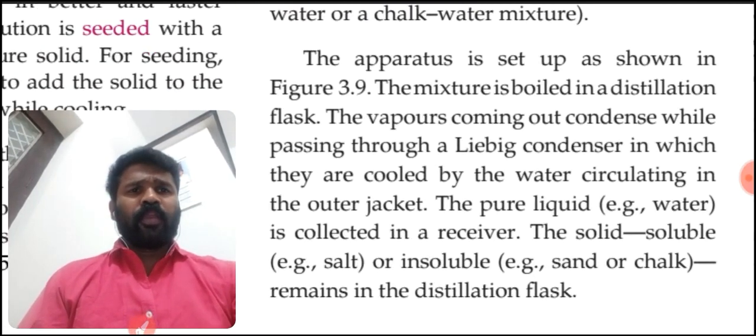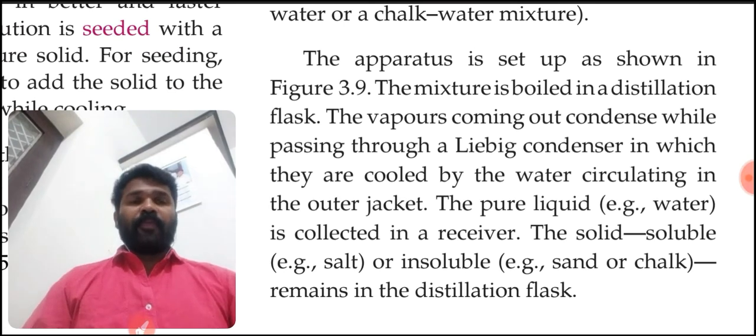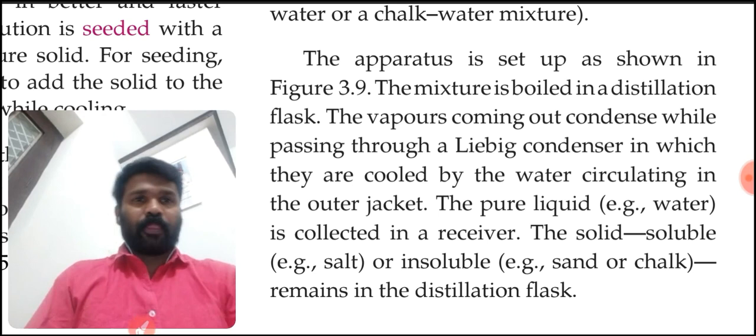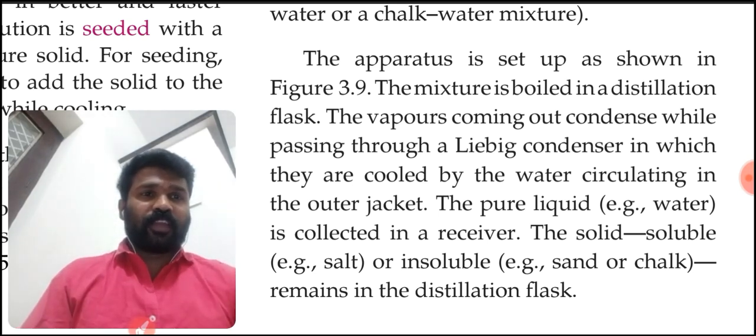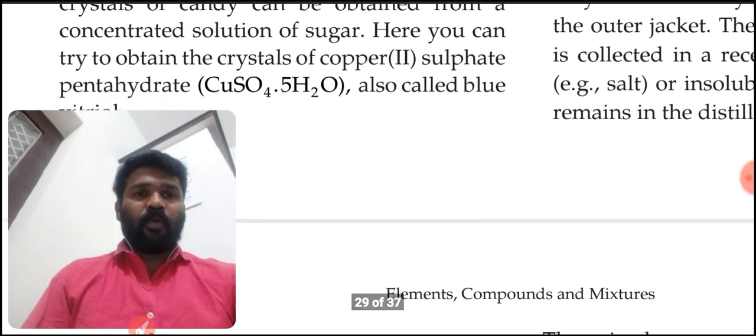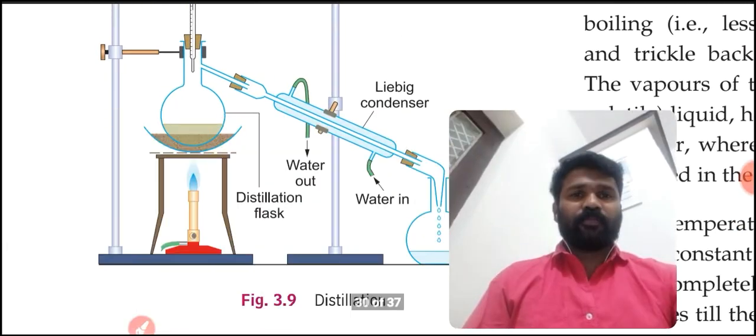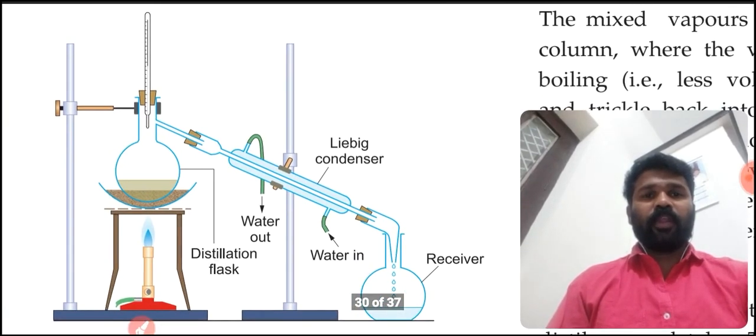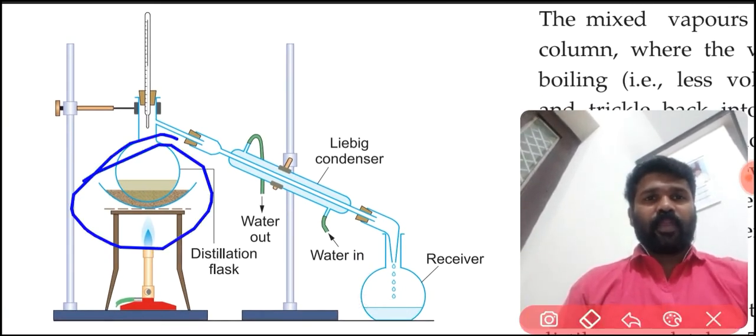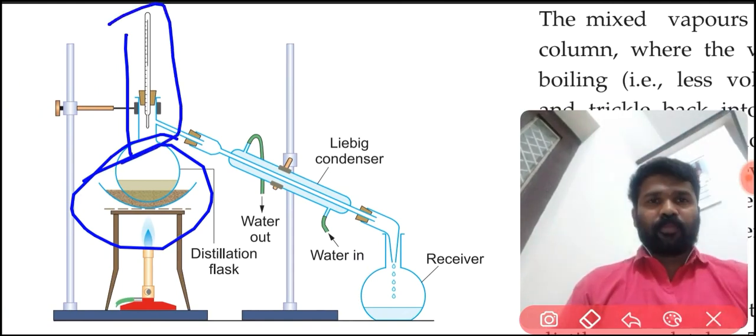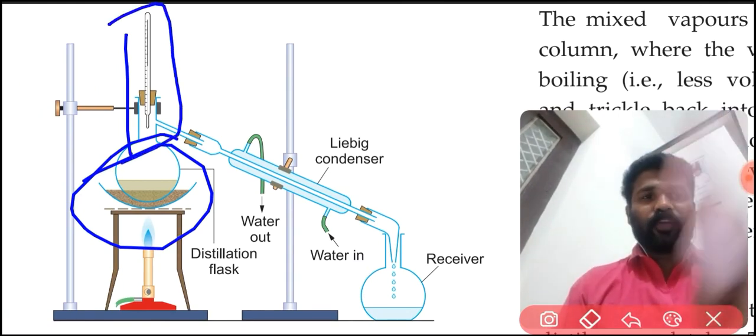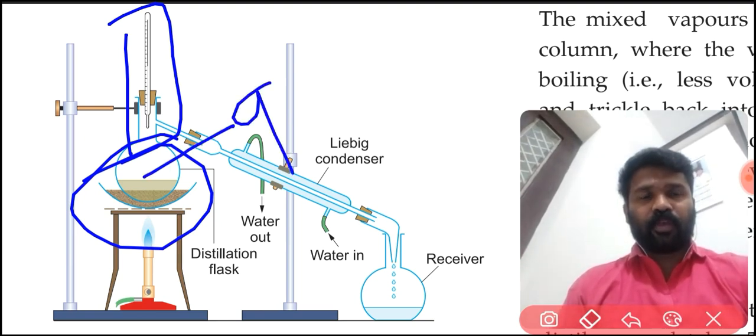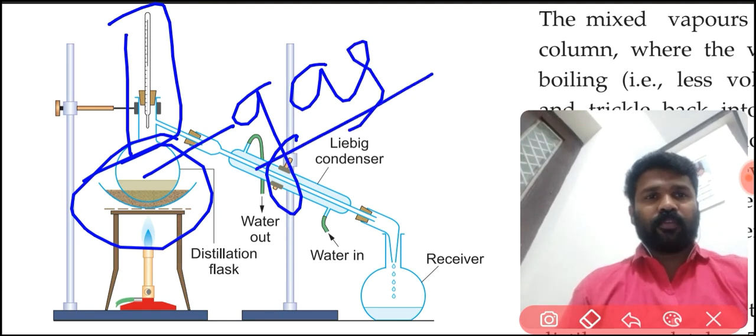The diagram we have already seen. The apparatus is set up as shown in the figure. The mixture is boiled in a distillation flask. Here it is, the distillation flask. And here one thermometer is kept. While it boils, it shows 100 degrees Celsius, which means the liquid changes to gas.